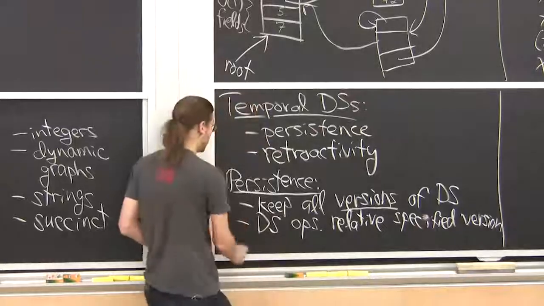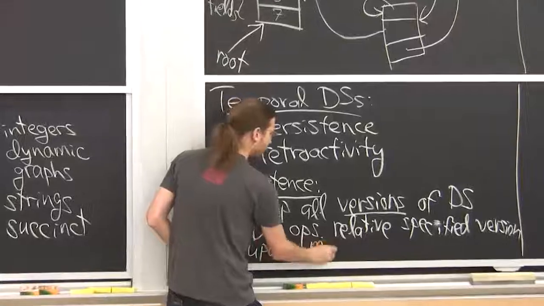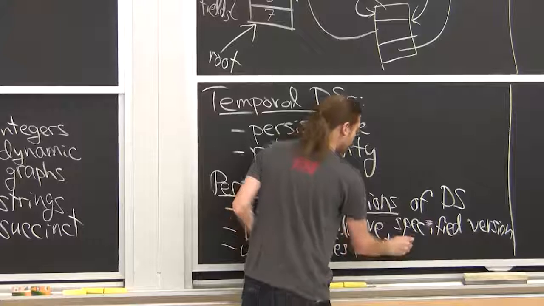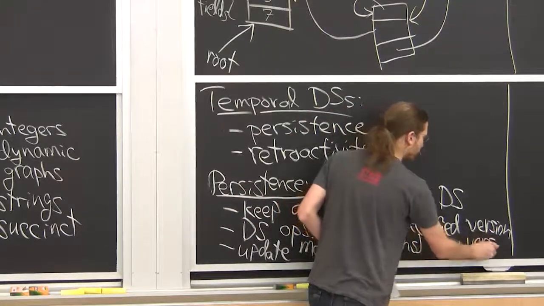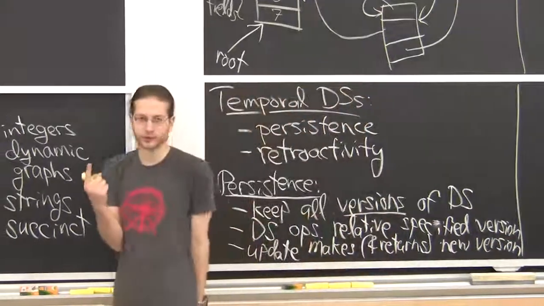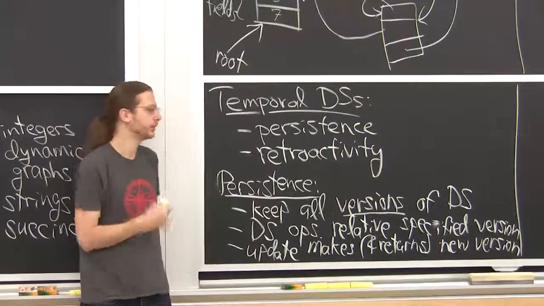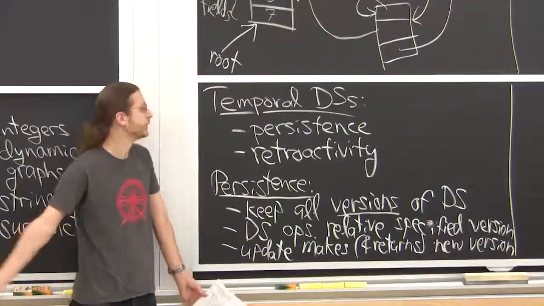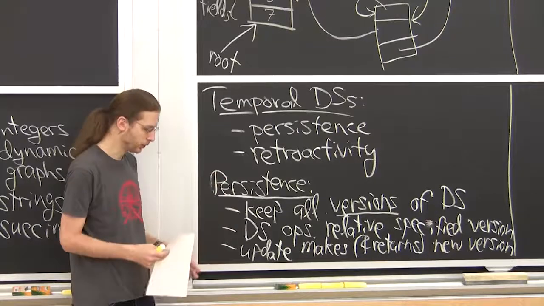So an update makes and returns a new version. When you do an insert, you specify a version of your data structure and the thing you want to insert, and the output is a new version. Then you could insert into that new version, keep going, or maybe go back to the old version and modify that. I haven't said exactly what's allowed here, but this is the general goal.